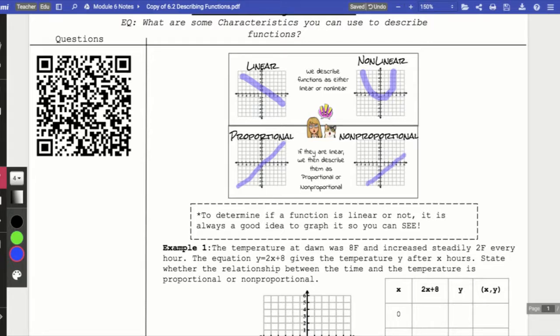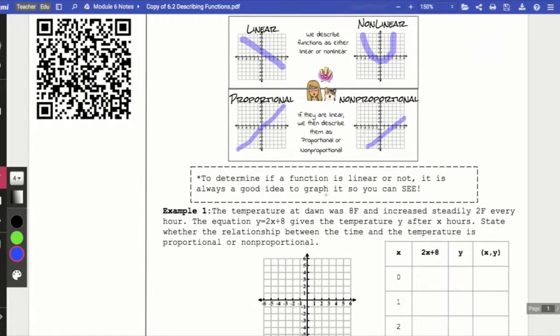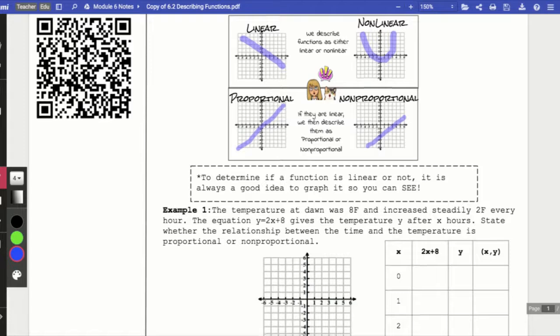So, for example, this would be an example of a non-proportional relationship because it doesn't go through the origin, or the center. So really what we're going to be doing is determining if a function is linear or not. The best way to do that is to look at it. If you graph a function and it's linear, it's going to form a line. But if you graph a function and it doesn't form a line, then it's not linear. Those are really easy ways to identify whether or not it's a linear function.